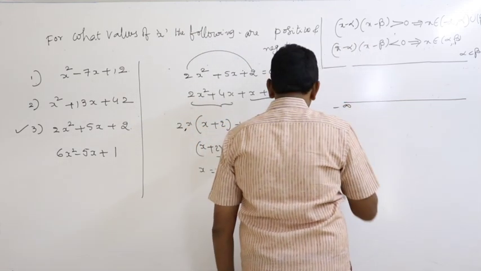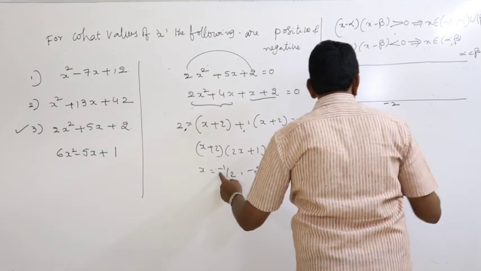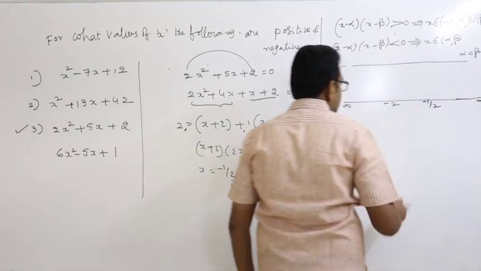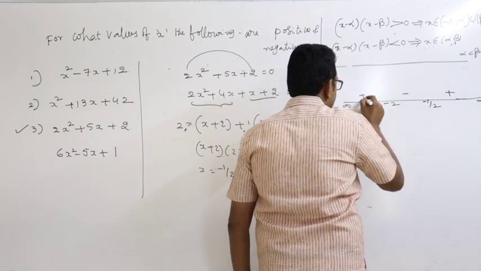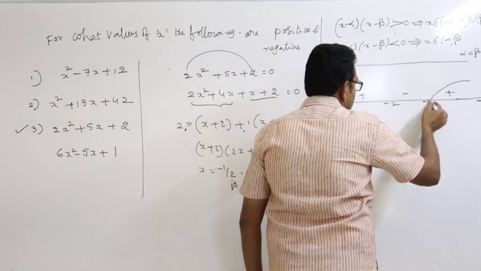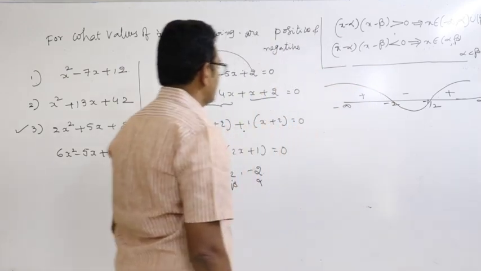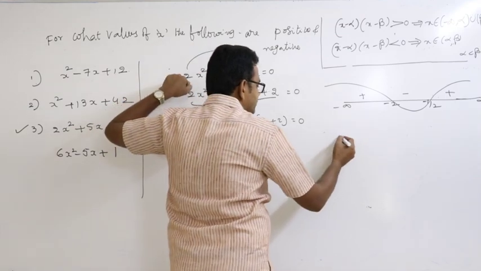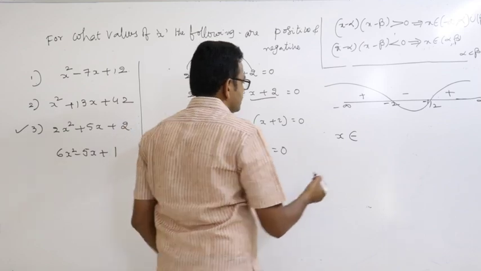Now, put this. Minus infinity, what is the smaller number? Minus 2. What about this one? Beta, minus 1 by 2. And this is plus infinity. So, to the right of minus 1 by 2, plus, minus, plus. So, it's like this. Now, this is the positive. That is, x belongs to what? Positive x belongs to expression.